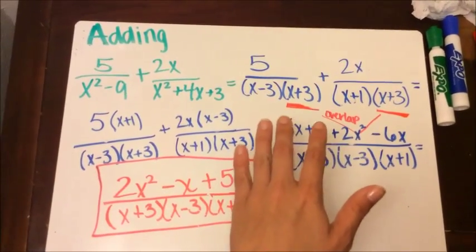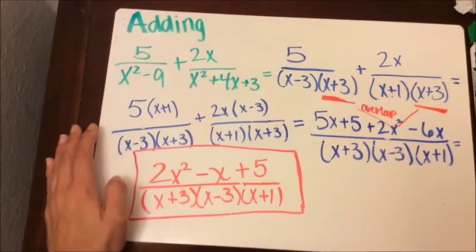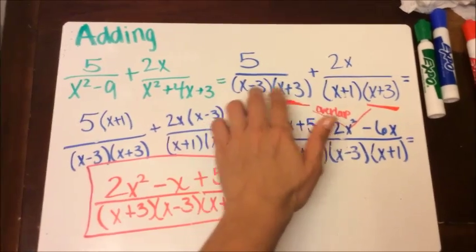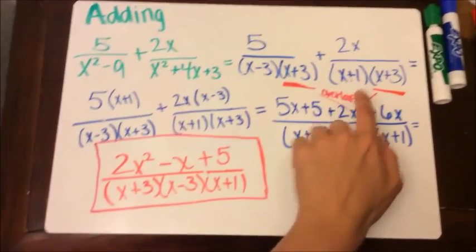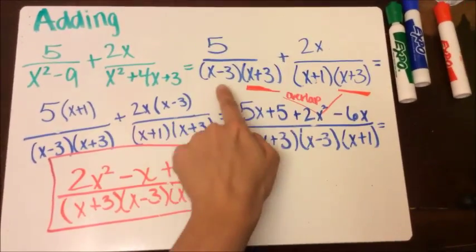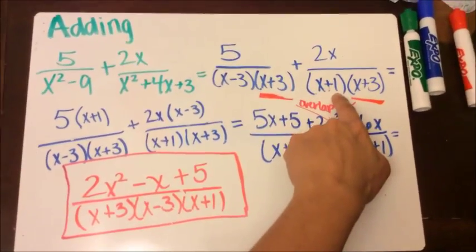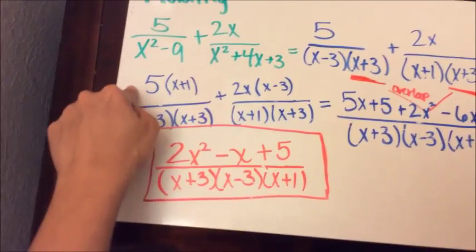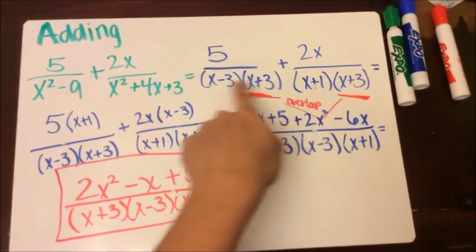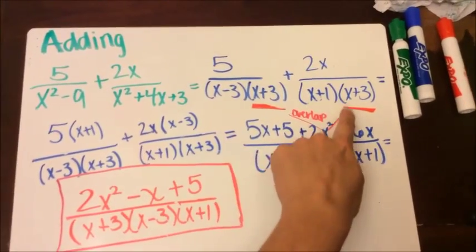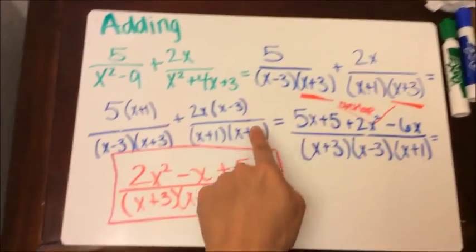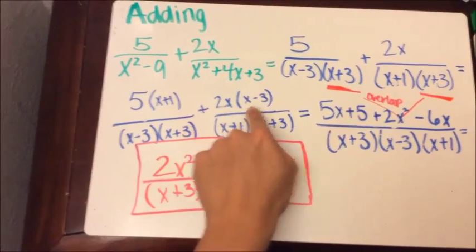Now, follow my thought process here. Okay, then we have to think, what is the first fraction missing from the denominator that the second fraction has? We already know that they both have an x plus 3, so that's not it. The first fraction is missing an x plus 1, so we multiply it by an x plus 1. The second fraction is missing an x minus 3. They both have an x plus 3, but it's missing an x minus 3. So we have to multiply that by an x minus 3.